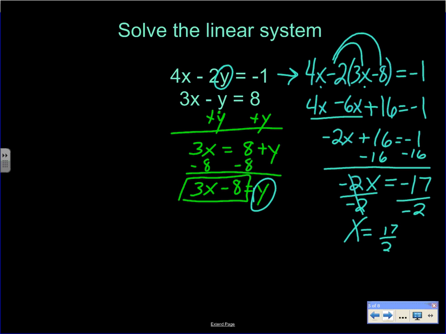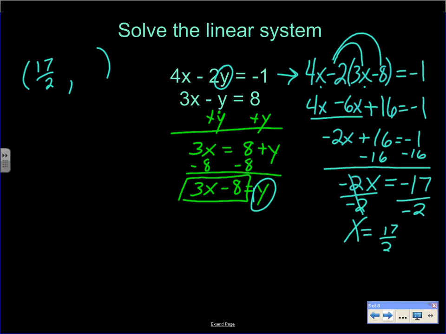Okay, I think we're rolling now. So we know what x is equal to. Are you going to put that on the left side or the right side of this ordered pair? You put it in the left side because it's x. 17 halves. So that's what x is equal to. X is equal to 17/2.